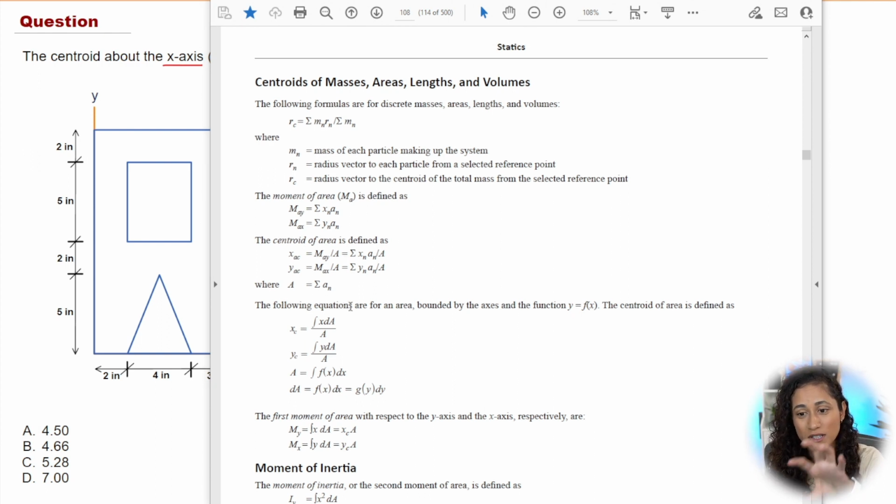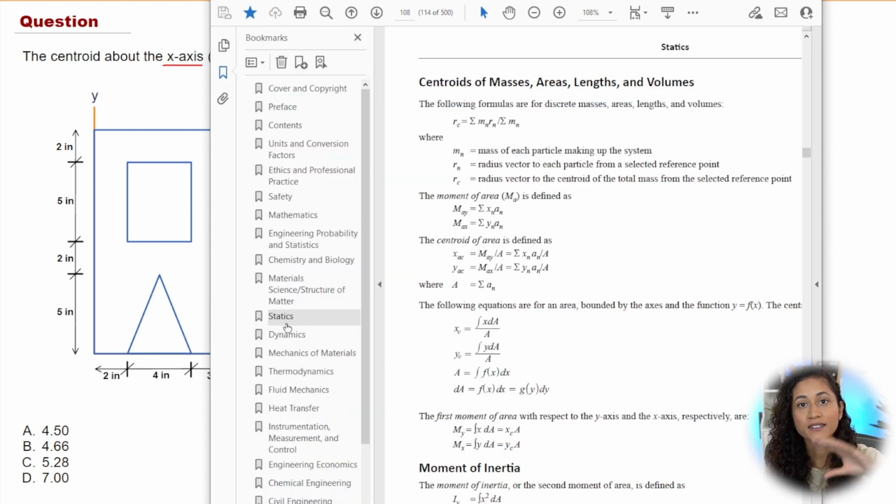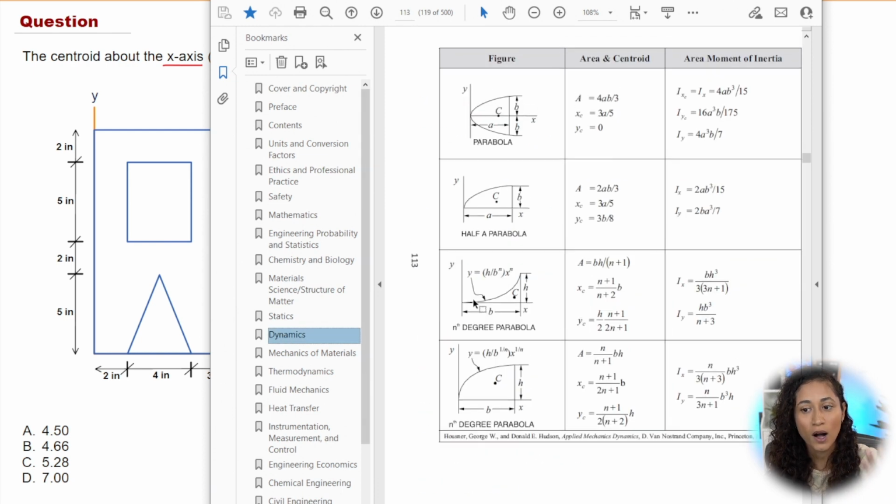Now, in addition to this equation, we also need the centroid of the triangle. We all know the centroid of the rectangle is b over 2. But if you don't know the centroid of the triangle, you'll have to grab the equation from the reference manual. At the end of statics, there are tables that provide the centroid and moment of inertia equations for different shapes. So we're going to go to those tables, and I'm going to click dynamics and go up to get to the tables. This is the faster way to get to these tables.